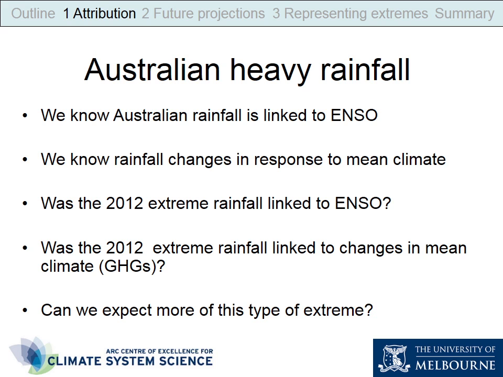So we know that that might have had an influence on the event, but we also know and have heard over the last couple of days that rainfall is likely to change in response to shifting mean climate state. So we're going to ask questions like, was the extreme rainfall that occurred during that time linked to ENSO, or was it linked to the greenhouse gases?